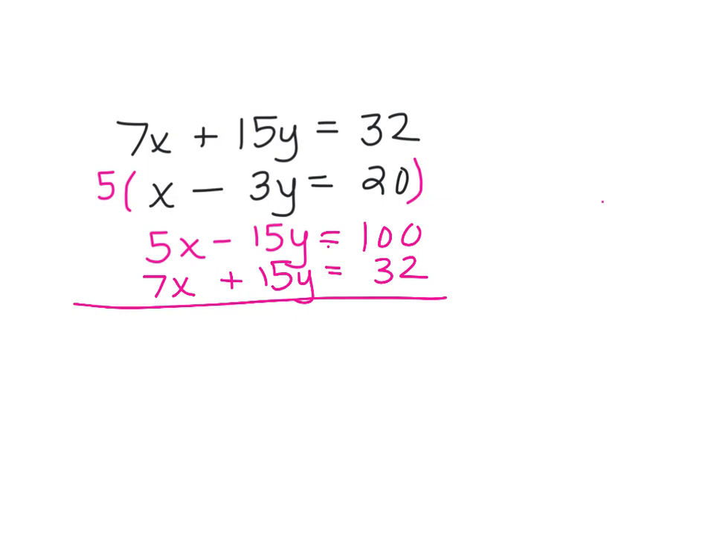I can add these together, right? Minus 15y plus 15y, those go away. 12x equals 132. Do you know your 12s tables? Divide by that 12, I get x equals 11. That was easy, right? I love doing these problems.